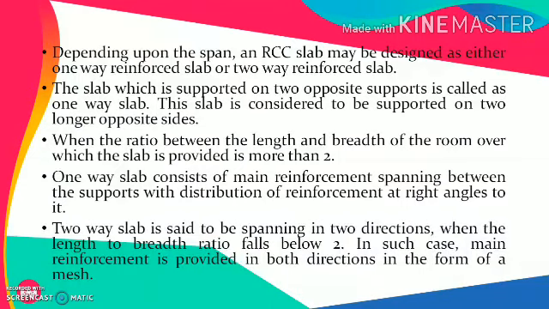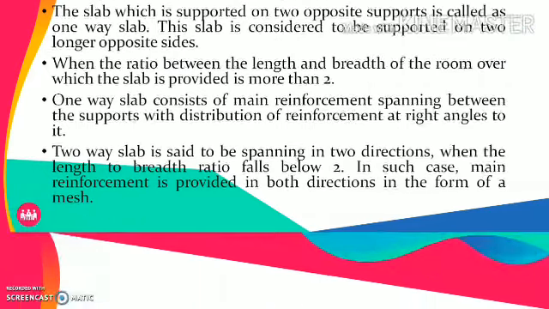The two-way slab is said to be spanning in two directions. This is generally the slab when the length to breadth ratio falls below 2. In such a case, main reinforcement is provided in both directions in the form of a mesh.